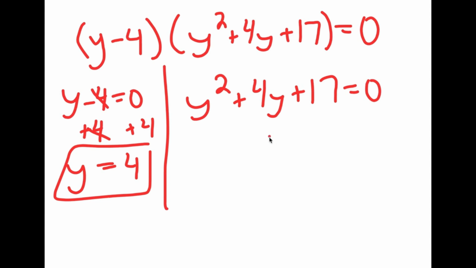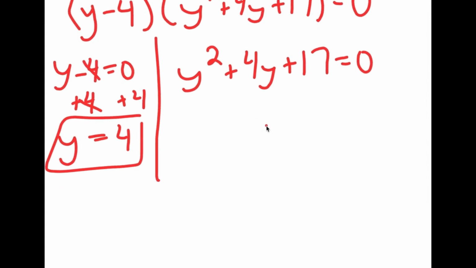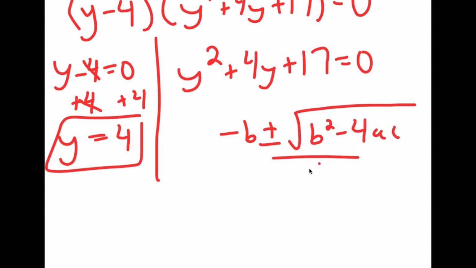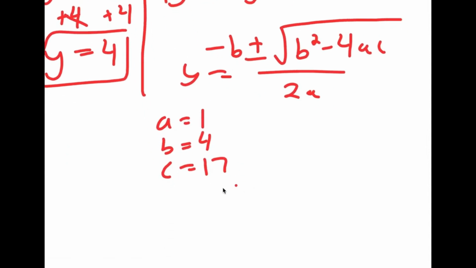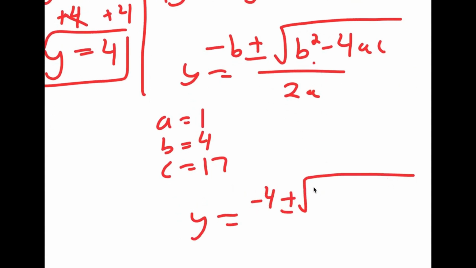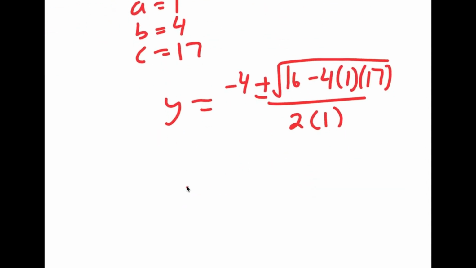For y squared plus 4y plus 17 equals 0, I can solve this by using the quadratic formula, which is negative b plus or minus the square root of b squared minus 4ac over 2a. So in this case, a is 1, b is 4, and c is 17. So I get y is equal to negative 4 plus or minus the square root of 4 squared, which is 16, minus 4 times 1 times 17, all over 2a, so 2 times 1.